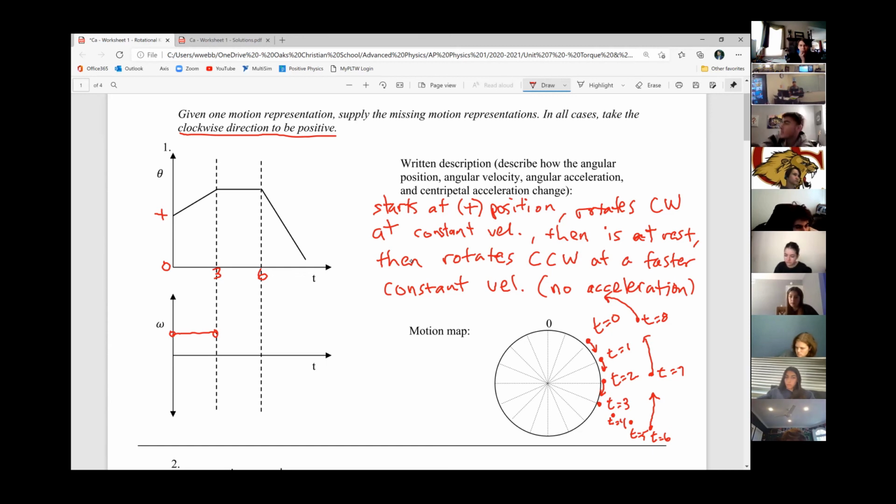Evan, how about the second set of 3 seconds? What's going to be there? It's going to be horizontal, or it's going to be on the t-axis. Yeah. It has no velocity. So just going to be right there at 0.